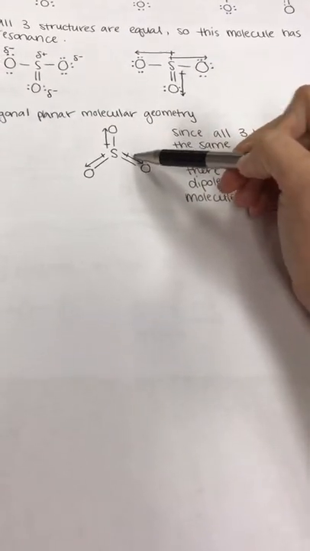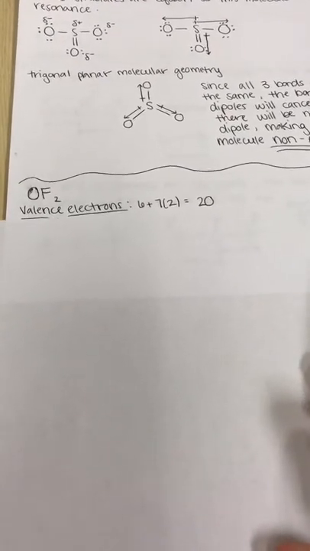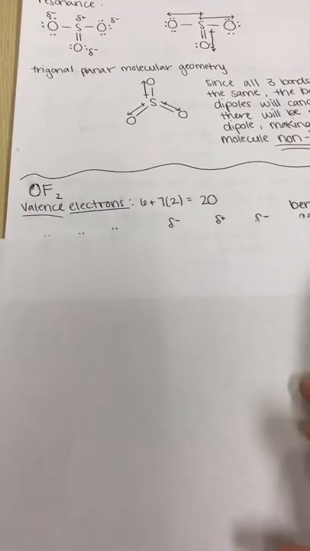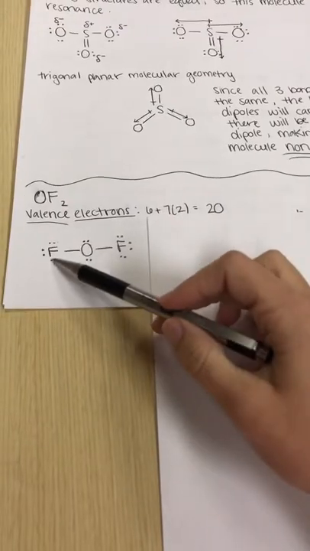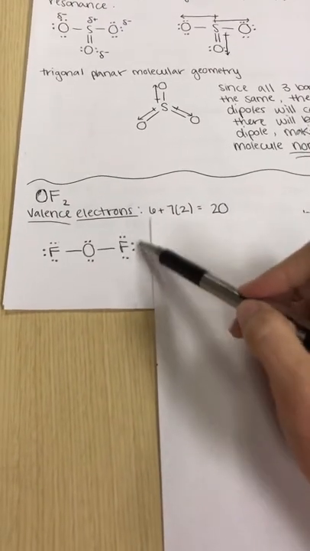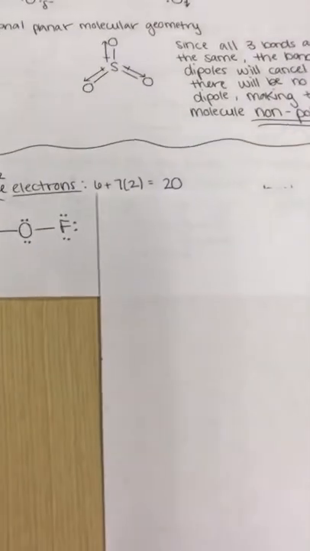So this is a rule, and if these dipoles cancel, then the molecule is nonpolar, and we're going to remember that throughout this video. So next we're going to OF2, and there are 20 valence electrons in this molecule. So drawing the Lewis structure, let's just check real quick. 2, 4, 6, 8, 10, 12, 14, 16, 18, 20. So that's the correct Lewis structure.